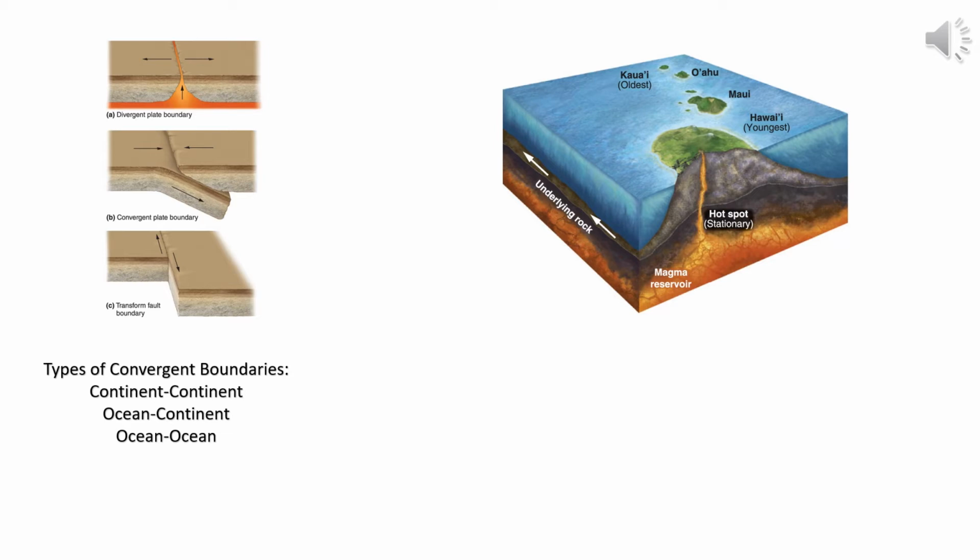The last one is the transform fault, or the transform boundary. This is where two plates slip beside each other. This can happen either horizontally or vertically. It's at transform faults that we have earthquakes.